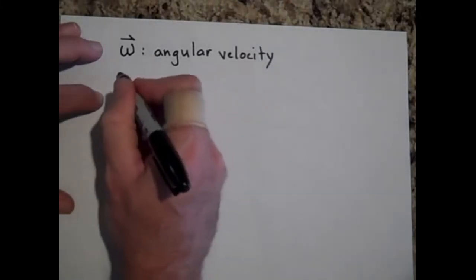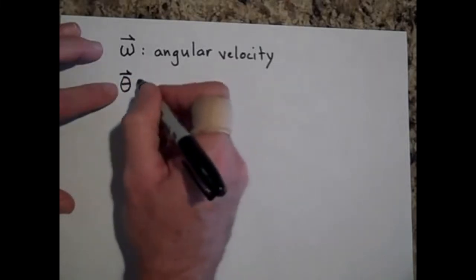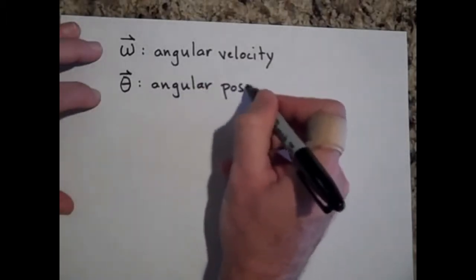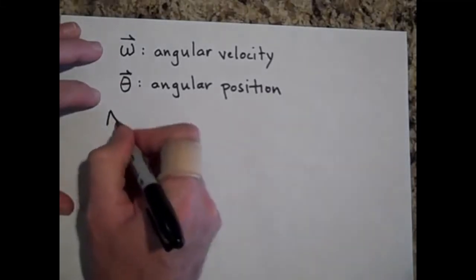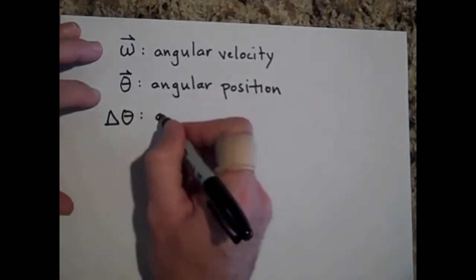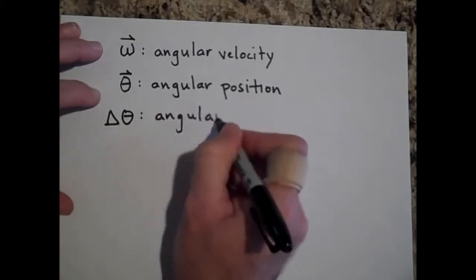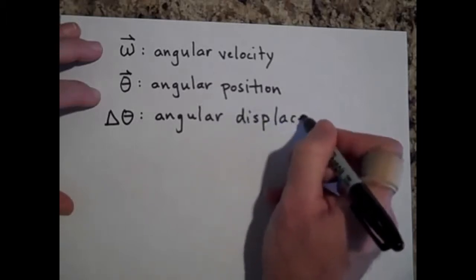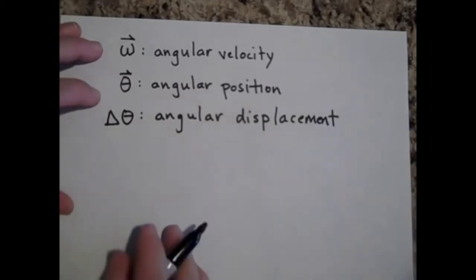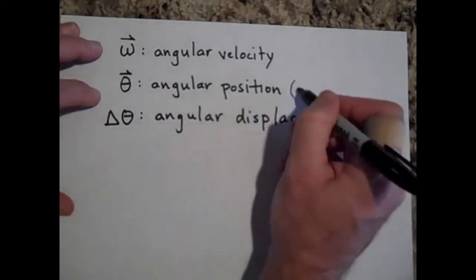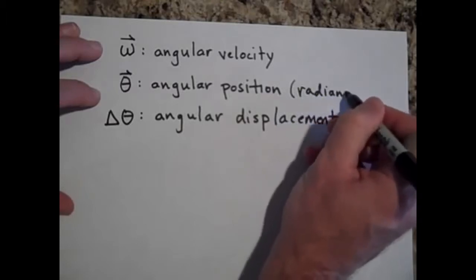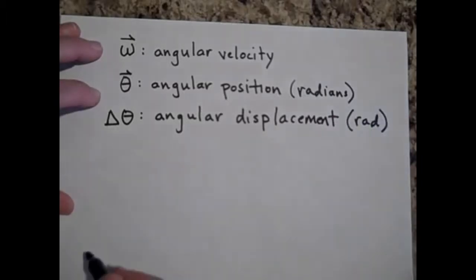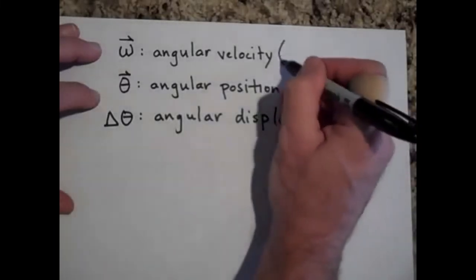There's theta, which is an angular position. And there'll be delta theta, which is an angular displacement. The angular position is measured in radians. So is the angular displacement. And the angular velocity is going to be measured in radians per second.